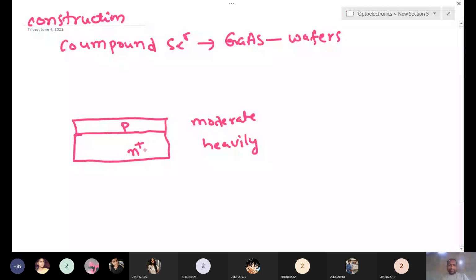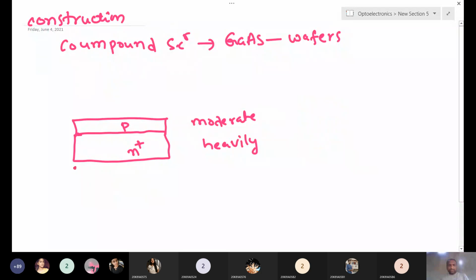You can take NP or PN, whichever is convenient. But mostly the P layer will be the upper layer, and we will take it as the emitter layer. So this is just the PN junction done.